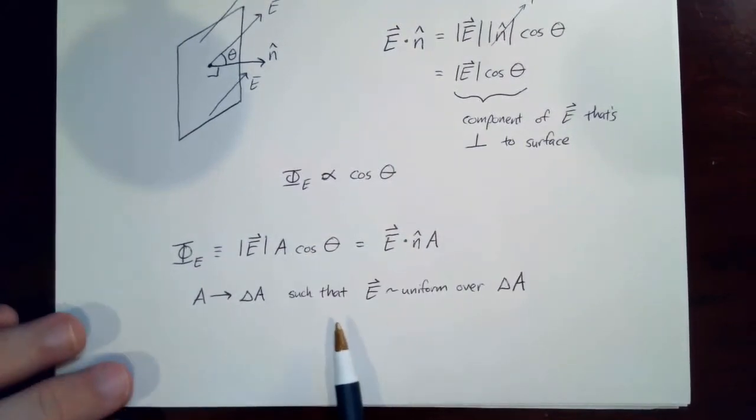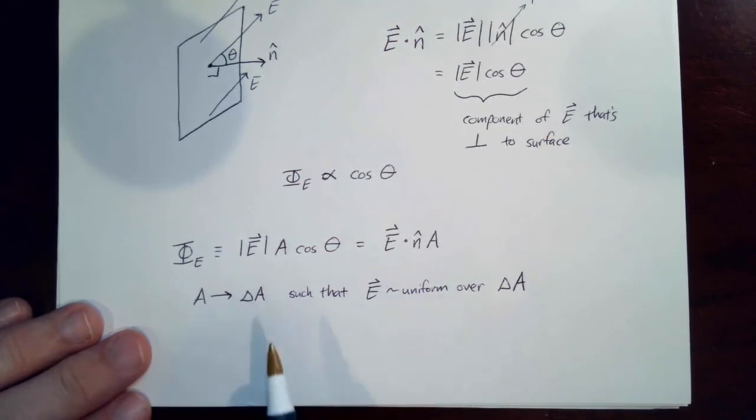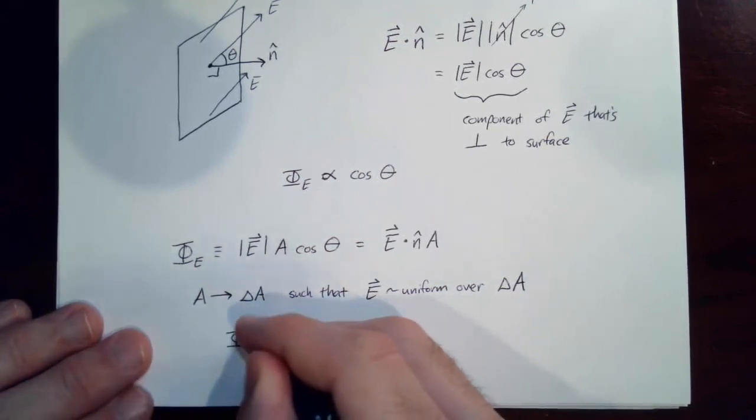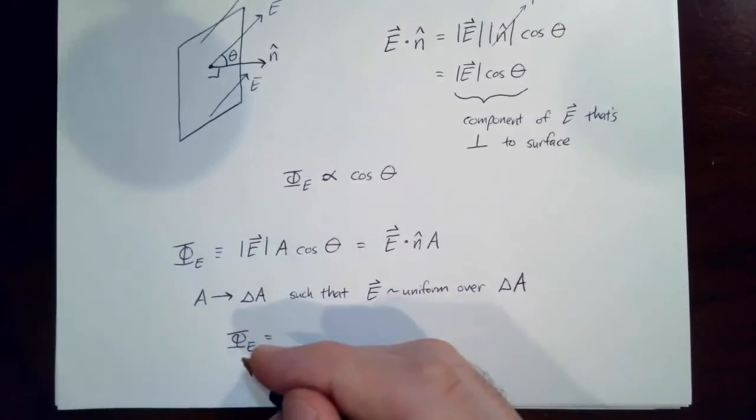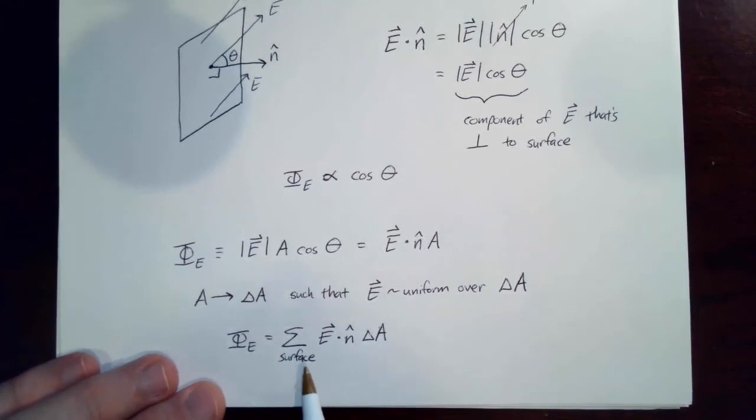Okay, and then if we do that, now we need to find the total flux through a surface. We need to sum up all of the delta A's. So we get a formula that looks like this, where we are summing over the entire surface this quantity. And by the time we do the entire surface, all of those delta A's are going to add up to the total surface area of A. So this is going to give us the total flux through the surface.